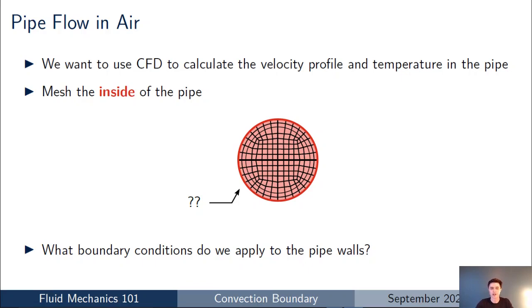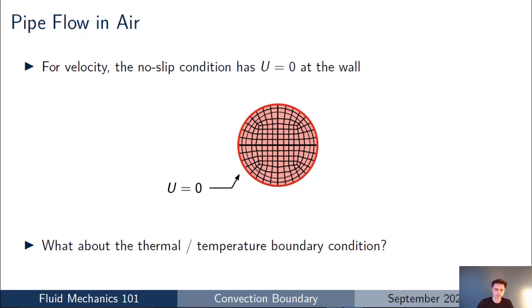And so on the slide, you can see I've just given an example of a very simple structured grid that you could create for the inside of the pipe. And this is very straightforward, but the important question to ask at this stage is, what are the appropriate boundary conditions that we'd apply to the walls of the pipe or the walls of your internal flow geometry?